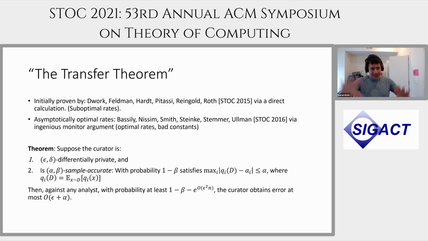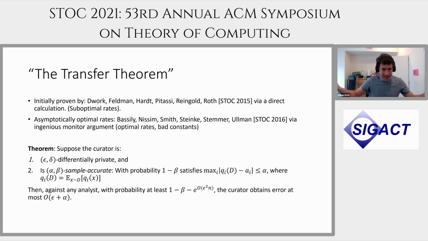And what is the transfer theorem? Well, forget the parameters for a moment, because we're going to prove a tighter version of it. But it says, if you can design a curator that is differentially private on the one hand, and on the other hand is sample accurate, that provides answers that are accurate just with respect to the sample, not with respect to the distribution, so this is purely an algorithmic task now, not a statistical task, then with high probability, you are also accurate out of sample. That's the core of the theorem.